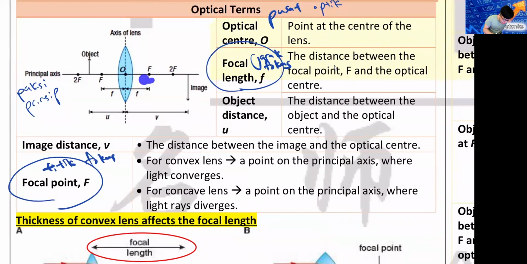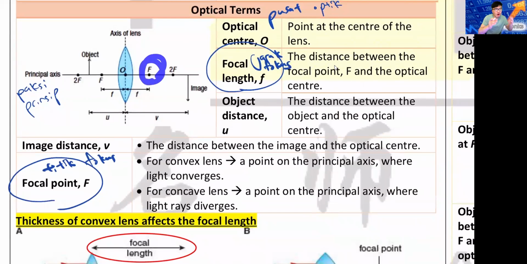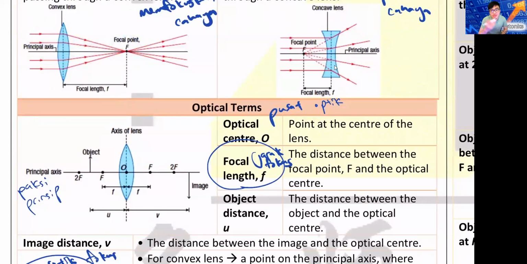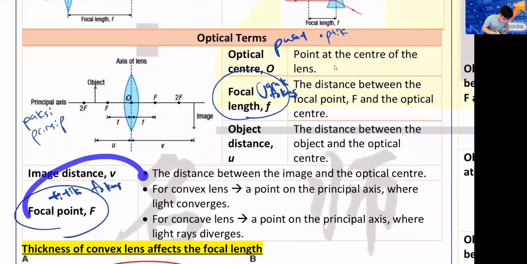The point they focus, that means all light will go to that point, like here, you see? That means all the light will go through this point. So this is our focal point. Titik fokus means that point, all the light will pass through it.